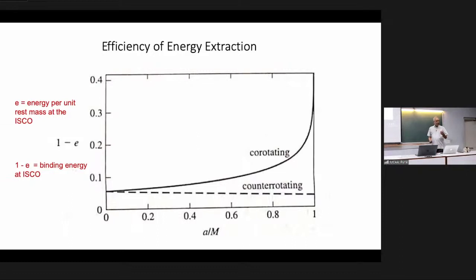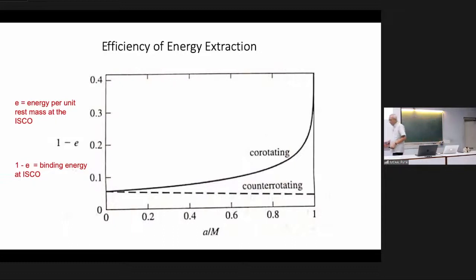What do I mean by that? The spin is in one direction, and my orbit is in the same direction. Or the spin is in one direction, and my orbit is in the other direction. But here, there is no spin, so both are the same. And you see, if it's a co-rotating orbit, then as a by M goes to 1, I can extract about 40% of the energy.